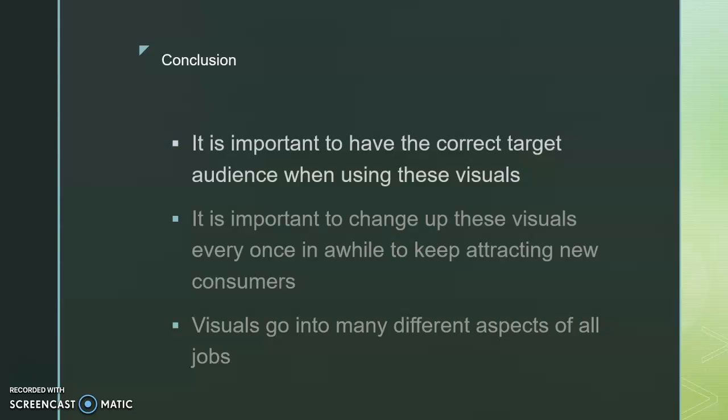So in conclusion, it is important to have the correct target audience when using these visuals, but like I said earlier, that does not necessarily mean by age. That can mean by group, that can mean by what we are searching for, that can mean by the specific characteristics that we enjoy, etc. It is very important to change up these visuals once in a while to keep attracting new consumers, like Nike did, for example, when they switched their Nike symbol and flipped it backwards. But they're still trying to keep these same consumers that they have already sold to and created much of a revenue off of. They're also trying to gain new profit and obviously better revenue.